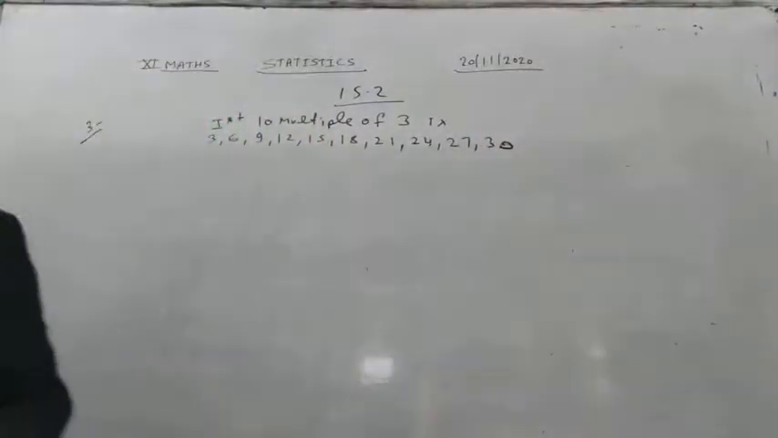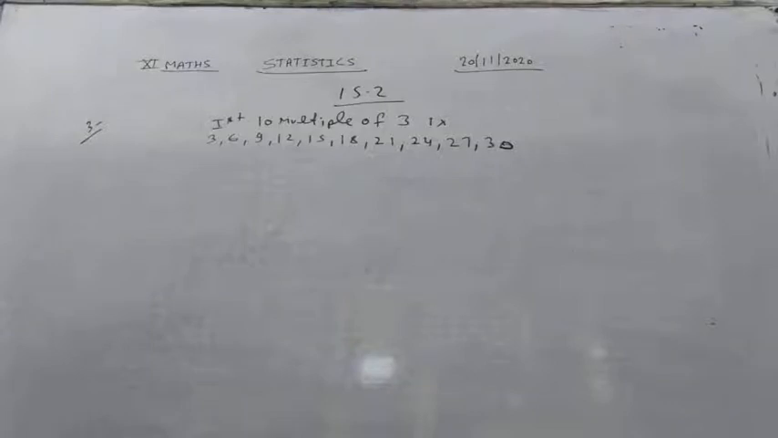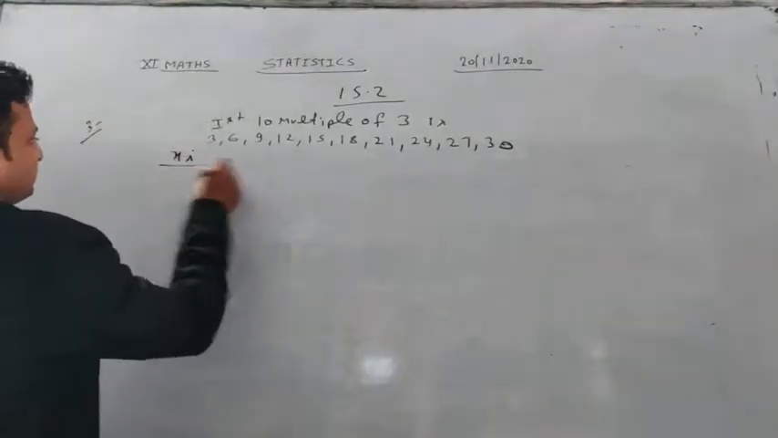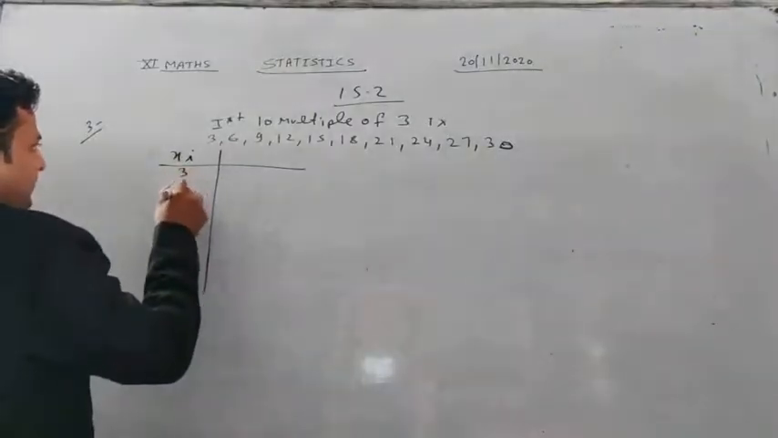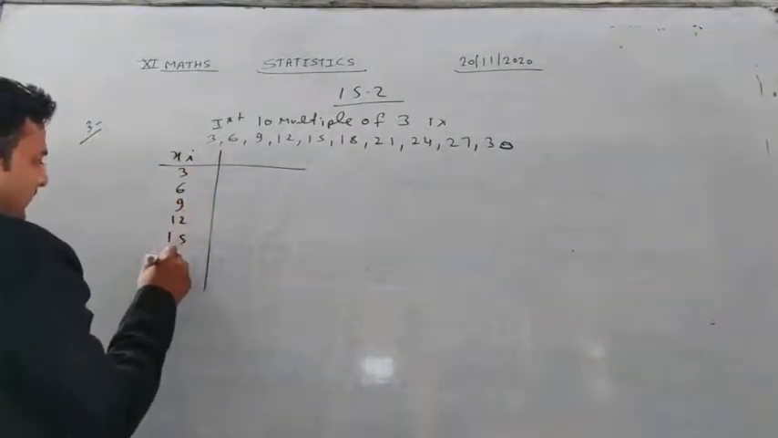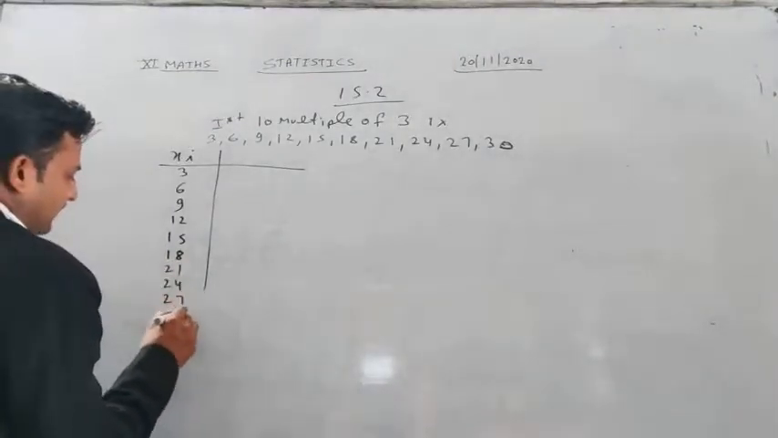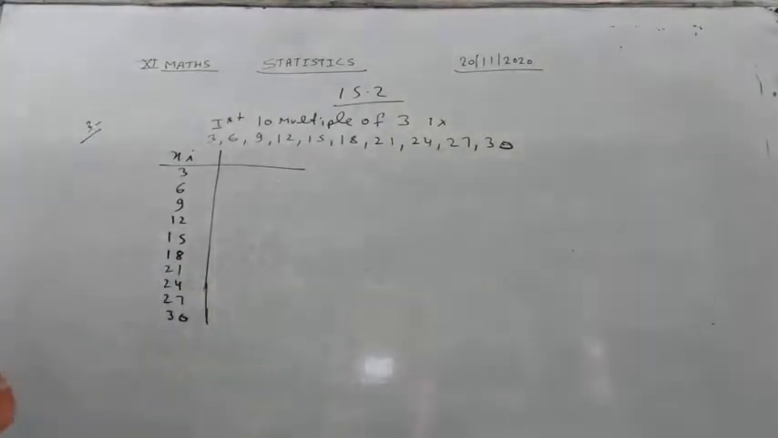So first, what will we do? First we will find the mean of this. Now we are going to write this xi, which is what? 3, 6, 9, 12, 15, 18, 21, 24, 27 and 30. This is our xi. Now we have to find the variance and mean.